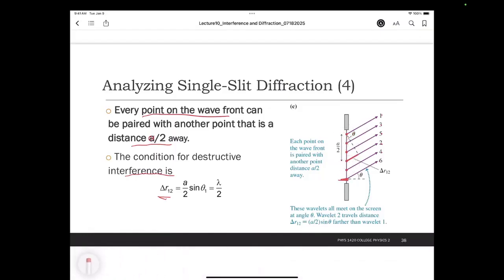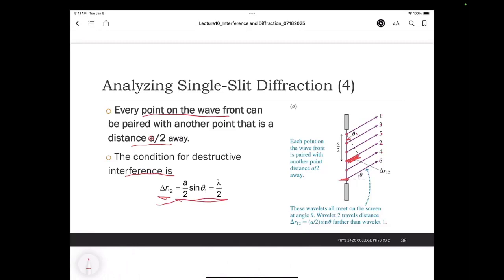Here is theta. And this is 2 half a, and the distance between r1 and r2 is 2 half a multiplied by sin theta 1, and theta 1 or theta is a similar thing, equal to half lambda, because we know this path difference is half lambda. That makes sense to you?